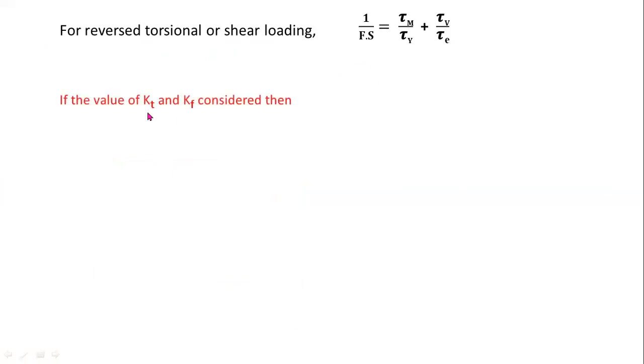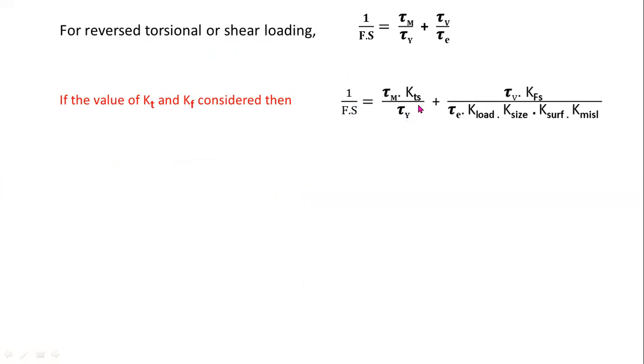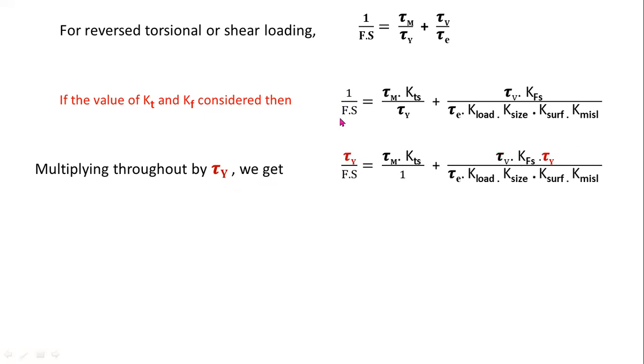Now, similarly, when you are considering the Kt and Kf values, then 1 by Fs equal to tau m by tau y Kts plus tau v into Kfs by tau e into load factor, size factor, surface factor, K miscellaneous. Multiplying throughout by tau y, we get tau y by Fs equal to tau m into Kts by tau y into tau y. Tau y both cancel, plus tau v Kfs tau y by tau e into load factor, size factor, surface finish factor, and miscellaneous factor.